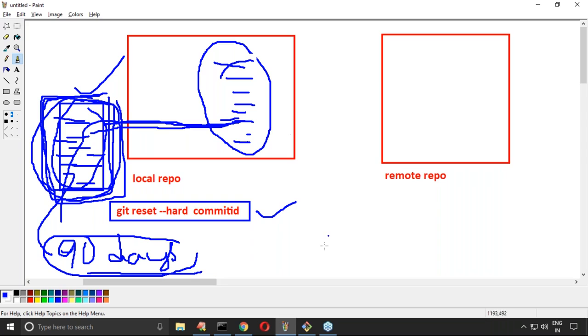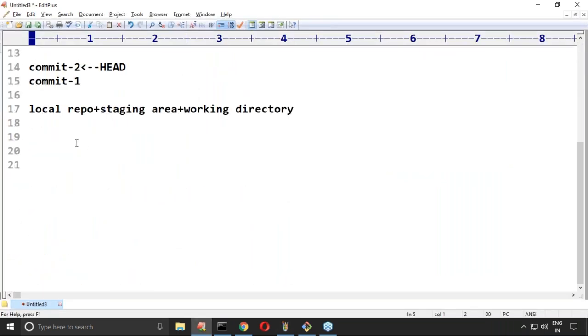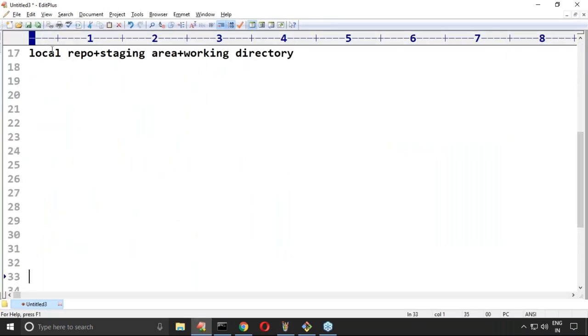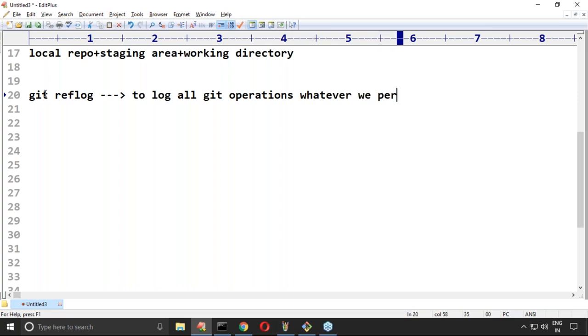So observe this terminology very carefully. I have one or two points to highlight. What is the purpose of the git reflog command? It is to display or log all git operations. Whatever we performed on our local repository, all those operations will be logged by using the git reflog command.